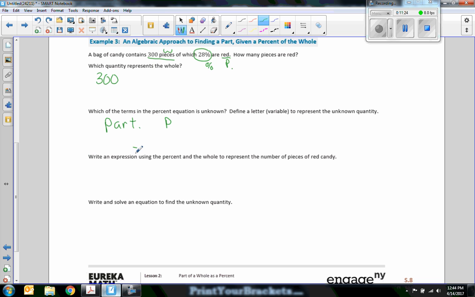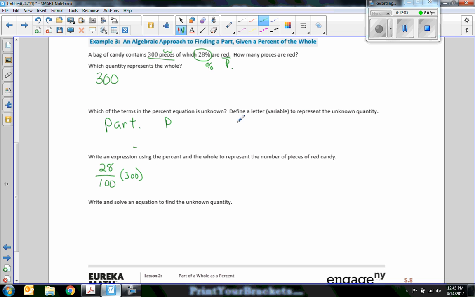Okay. Write an expression using the percent and the whole to represent the number of pieces of red candy. Okay, so I don't want my equation here. It says write an expression. Okay, so my expression using the percent would be, well, percent was 28, so I'd write 28 over 100, and we're going to multiply that by 300.